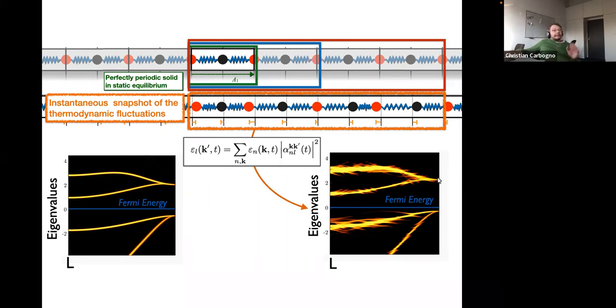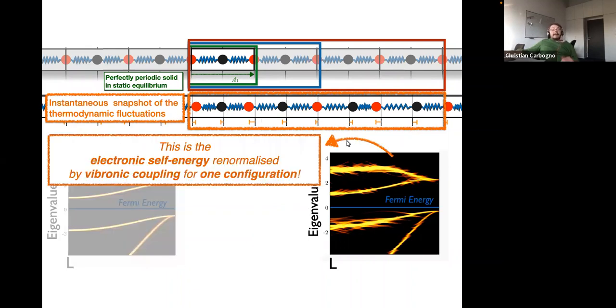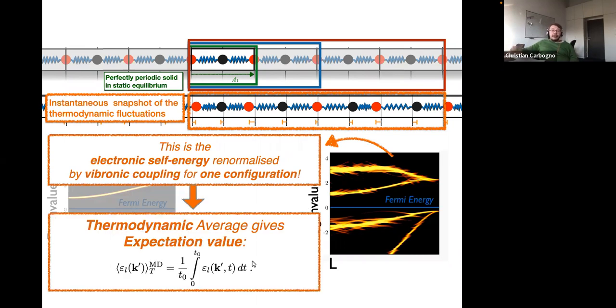And we see that they have some structure in there. Now, this is just one instantaneous snapshot for one particular configuration, and this corresponds to the electronic self-energy renormalized by the electron-phonon coupling for one particular configuration. In turn, we can then average over all the self-energies as observed during a full molecular dynamics run and get the expectation value, so as to see what would actually happen in a thermodynamic average.